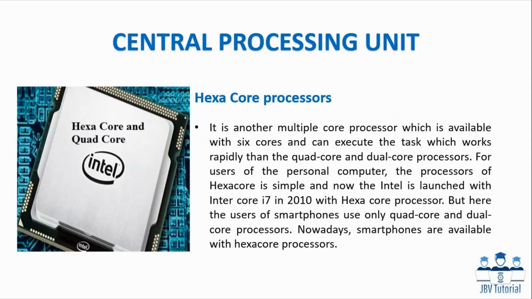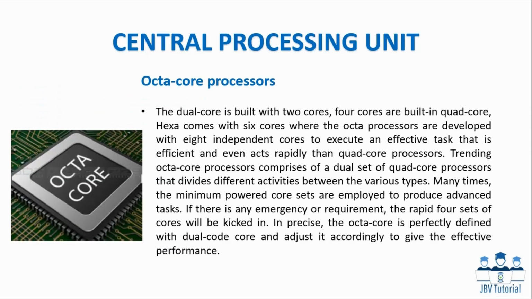Hexa Core CPU. It is another multiple-core processor, which is available with 6 cores, and can execute tasks more rapidly than the quad-core and dual-core processors. For users of the personal computer, the Hexa-Core processor is simple, and Intel launched the Intel Core i7 in 2010 with a Hexa-Core processor. But here the users of smartphones use only quad-core and dual-core processors. Nowadays, smartphones are available with Hexa-Core processors.